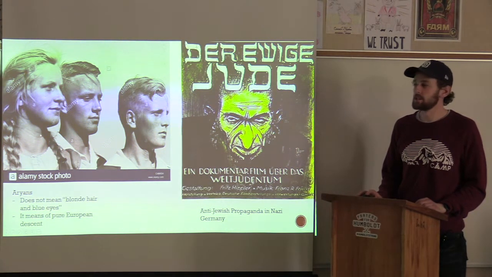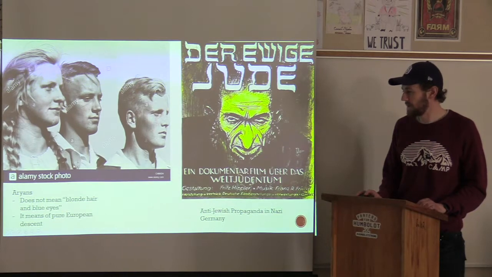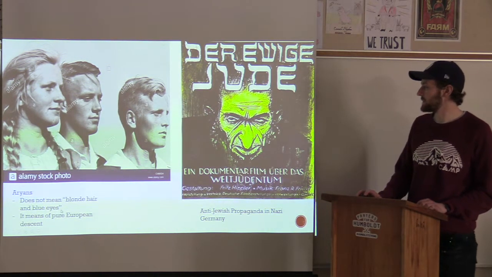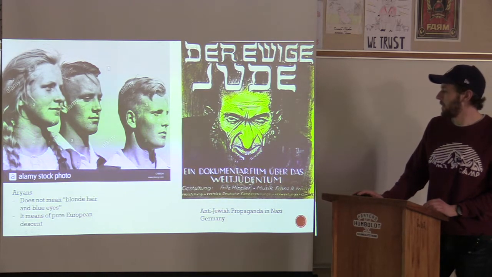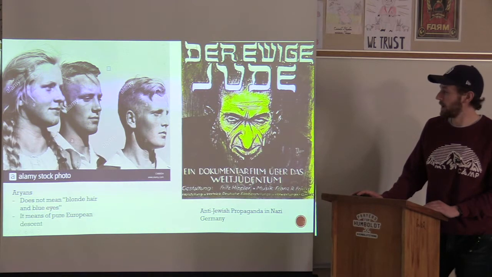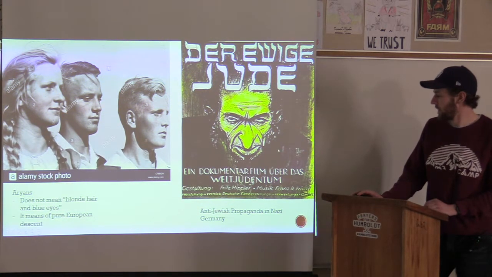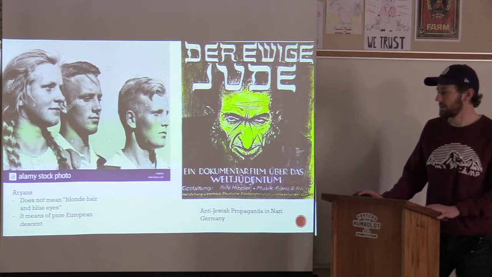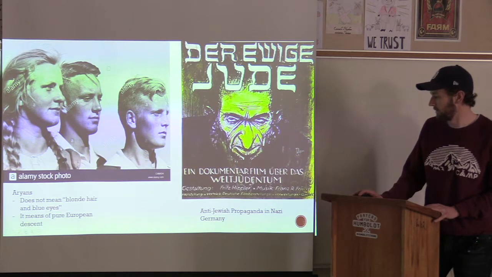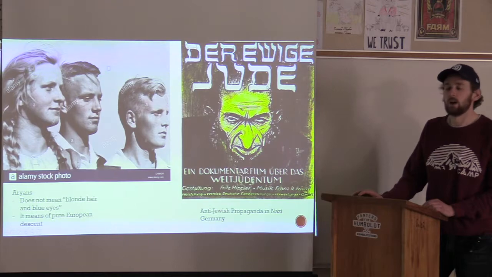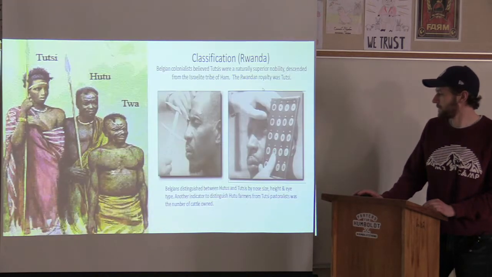Over here, you have your very stereotypical Aryan European. Now again, that does not mean blonde hair and blue eyes. It just means of pure European descent. And then over here, you have a cartoon of an anti-Semitic book. Anti-Semitic means anti-Jewish, where they're essentially classifying Jewish people as almost looking like the devil, with the extended nose, the pointy ears, and the menacing look on their face. And this is the cover of an actual book that was given out during World War II.